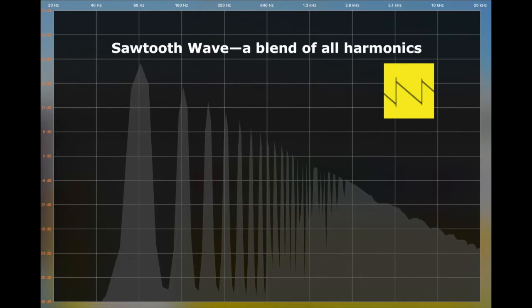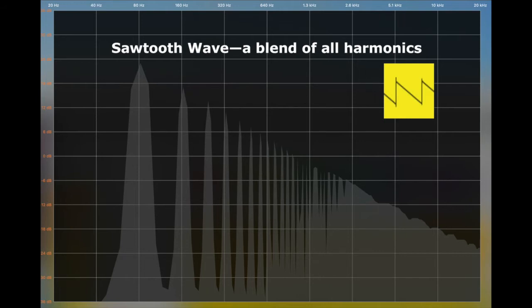So what I have here is a sawtooth wave. Now, before we get into the specifics about the sawtooth wave, let's take a look at this graph. We have a grid here, and the vertical lines in this grid represent frequencies that are an octave apart. For example, from 40 Hz to 80 Hz is an octave, from 80 Hz to 160 Hz is an octave, from 160 to 320 is an octave, etc.